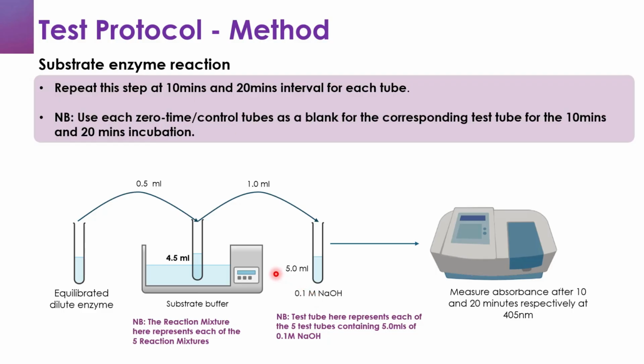Also after 20 minutes of incubation in the water bath, we pick 1 ml of the reaction mixture and add it to a different test tube containing 5 ml of 0.1 molar sodium hydroxide to stop the reaction. Once again, the reaction mixture represents each of the 5 reaction mixtures, and the test tube represents each of the 5 test tubes containing 5 ml of 0.1 molar sodium hydroxide. This is the sample that we are going to measure its absorbance at 405 nanometer against the blank at 0 minutes.